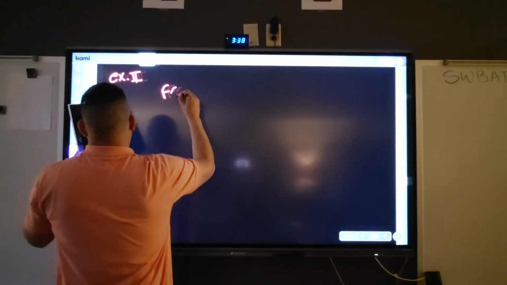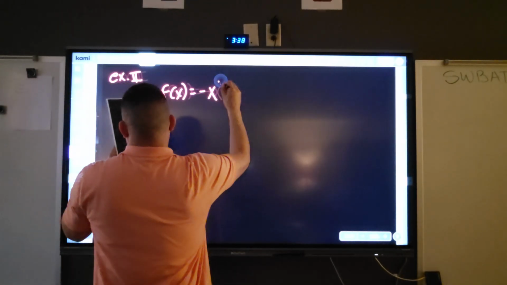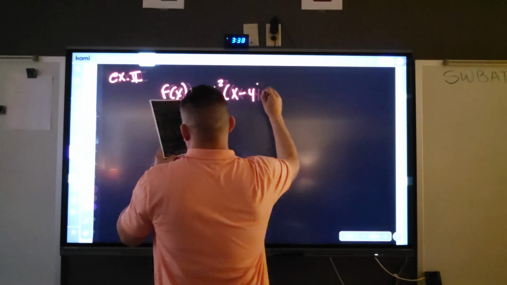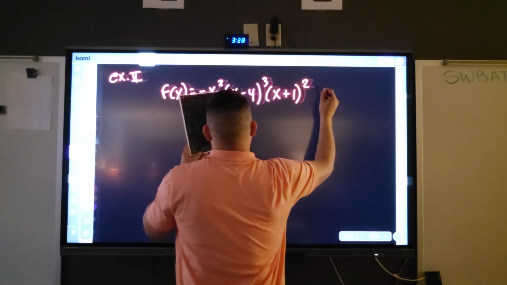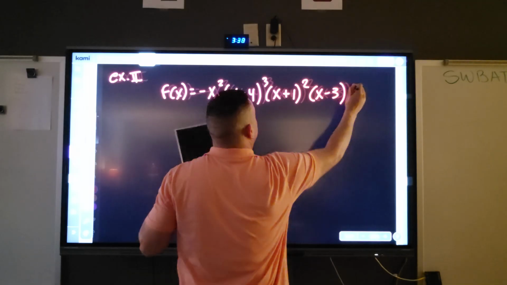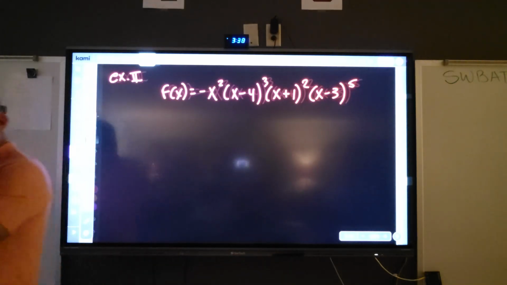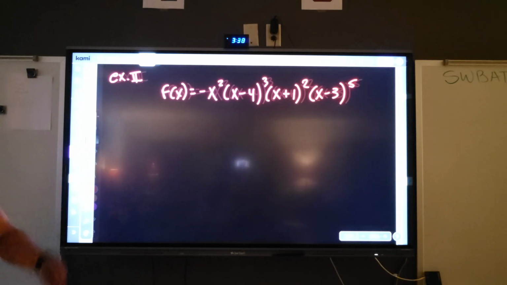Let's do f of x equal negative x squared, times x minus 4 cubed, times x plus 1 squared, times x minus 3 to the 5th. I don't know, let's look at this. This is nasty. It's a nasty, long, big old equation. How are we going to graph that? It's pretty neat that in 15 minutes, you'll be able to graph this with ease.